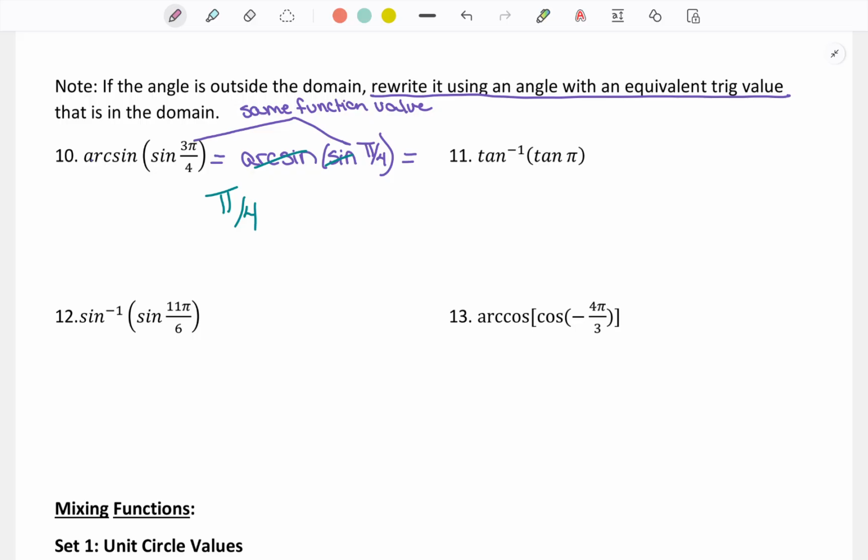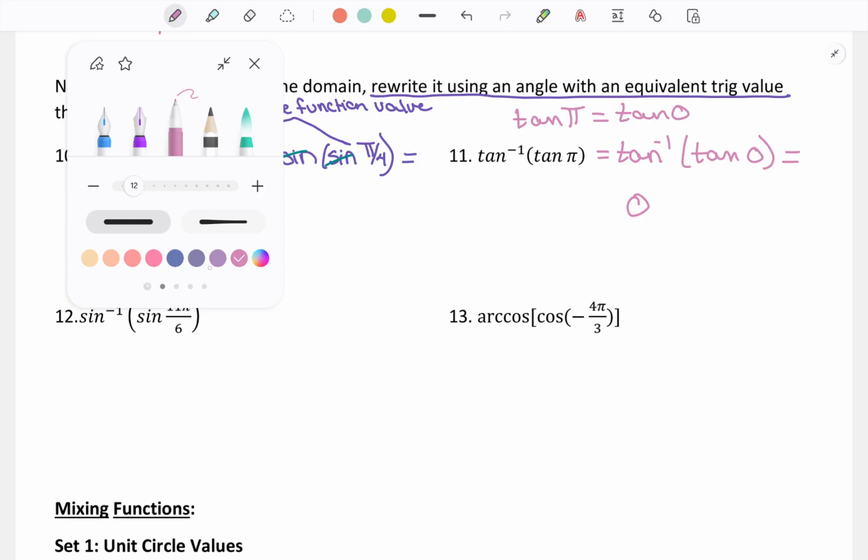And the same thing here with arctangent and tangent of pi. Pi is not in the domain of arctangent, but if we look instead at the arctan of the tangent of 0, then this will work because the tangent of pi is equal to the tangent of 0. And so this is an equivalent value.